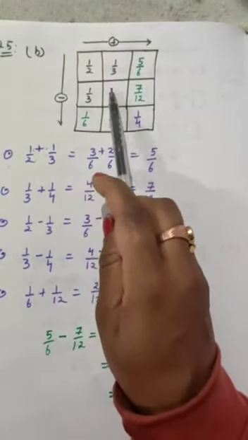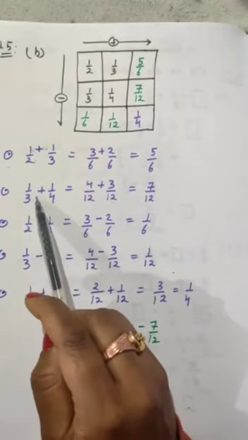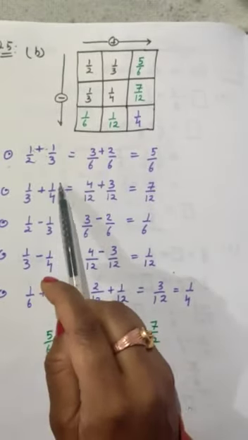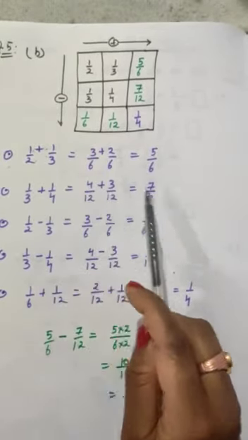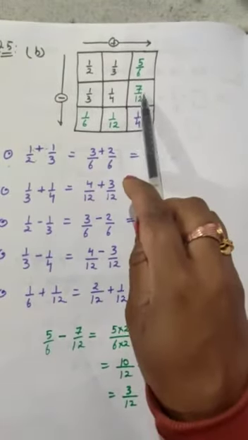Similarly, 1 by 3 plus 1 by 4. Now LCM of 4 and 3 is 12. 3 4s are 12, so the numerator also gets 4, and 4 3s are 12, so 1 into 3 is 3. So 4 plus 3 will give you 7. So the answer is 7/12, which I have written over here.